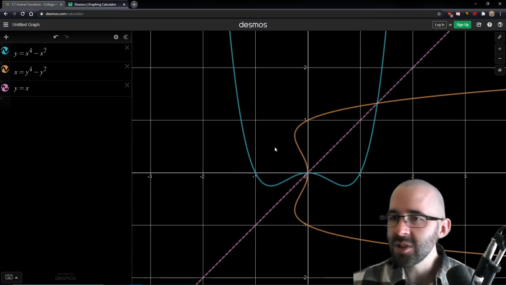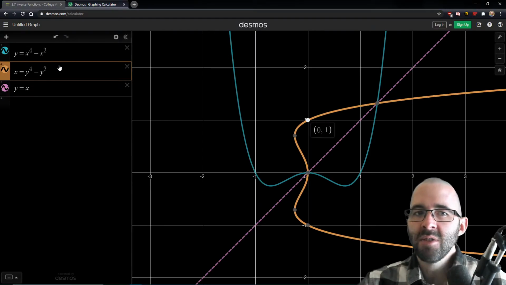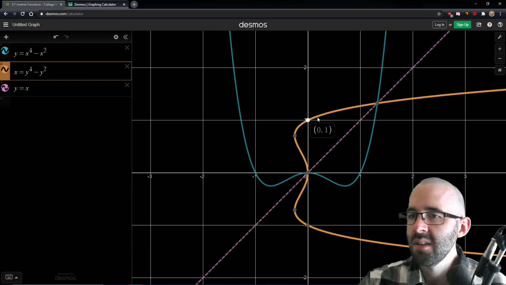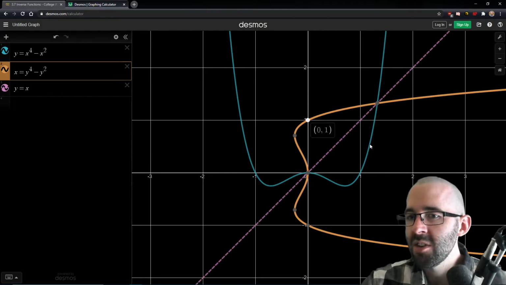And again, we have this symmetry. But again, the orange graph, this inverse relation, is not a function. It fails a vertical line test. But again, the orange is a sideways version of the blue.